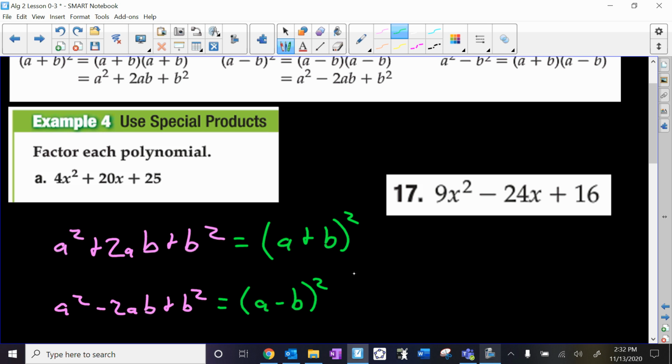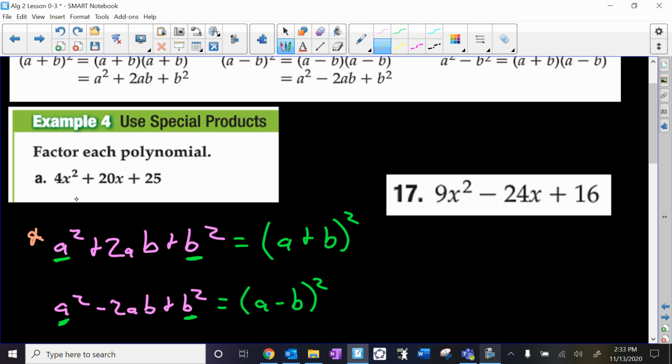So really what I need to do is look at the first and last term, doesn't matter which scenario I'm looking at, and determine whether those first and last terms are something squared or not. If they are, then it's a possibility that it's a perfect square trinomial. So let's look at letter A, the 4x squared plus 20x plus 25. I notice that it's similar to this top scenario, all because of the plus sign.